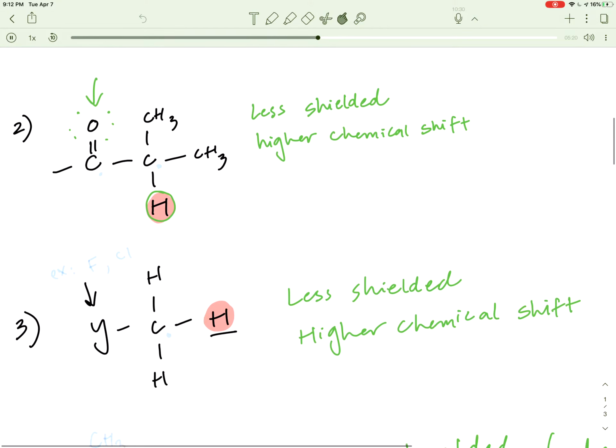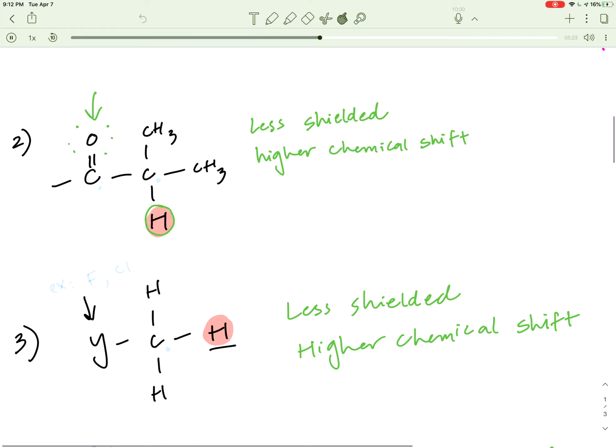The next one, I introduced a Y. A Y in this example just means it's an electronegative atom. Some examples can be fluorine, chlorine, it doesn't matter what Y means. Just know that Y is an electronegative atom. So if you look at this example, the hydrogen is closer to the electronegative atom than in the previous example. It's only one carbon away, whereas in example number 2, it was 2 carbons away. So because it's closer to the electronegative atom, it's going to be even less shielded than the first and second one, and it's going to have a higher chemical shift.